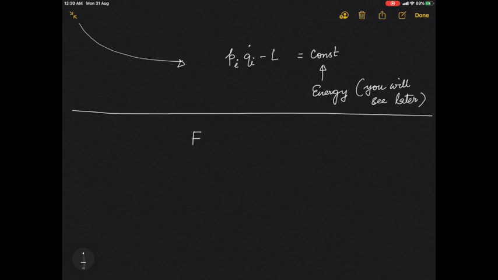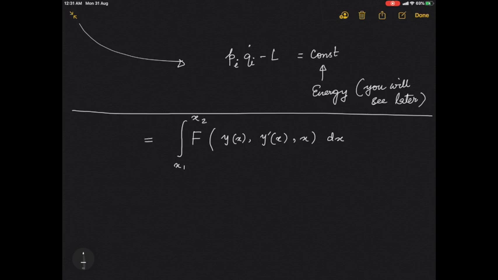So I have a function, say capital F. It is a function of variable y. The y depends on x explicitly. It's also a function of y prime, which is nothing but dy/dx, and it can also depend on x. And all I am doing is summing it over, or integrating it over all x between x1 and x2, and defining that as the action.